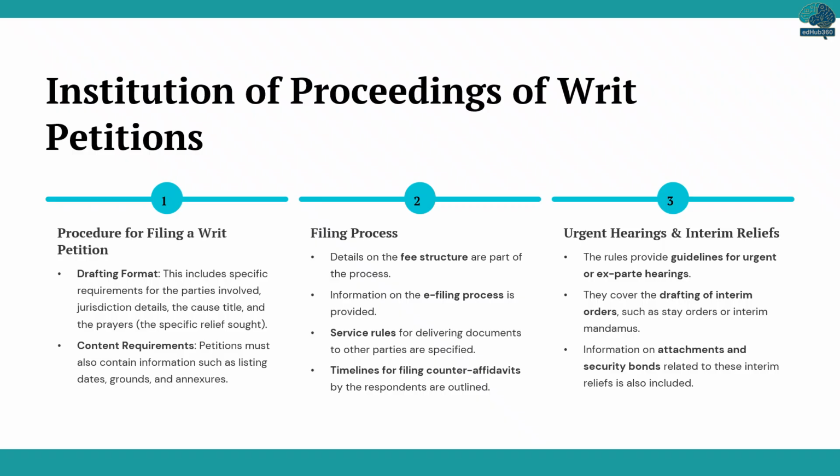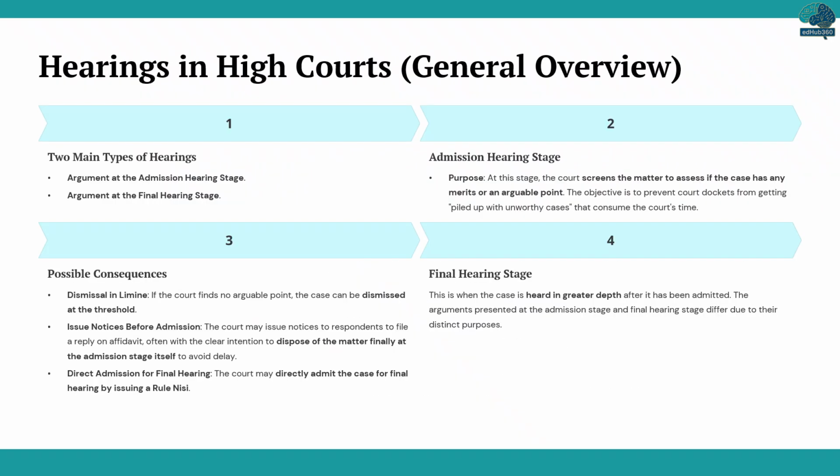Let's briefly touch upon hearings in high courts. Generally, there are two main types of hearings, the admission hearing stage and the final hearing stage. At the admission stage, the court's primary purpose is to screen the matter, assessing if the case has any merit or an arguable point. This helps prevent court dockets from getting overwhelmed with cases that lack substance.